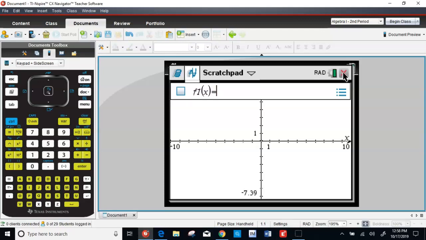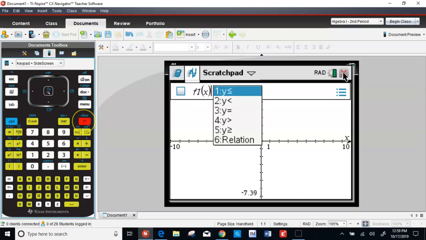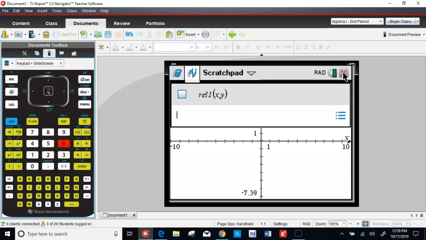Now we're going to graph our first inequality. Inequalities cannot have an equal sign, so delete that out first. You press delete, and then you go to 6 for relation. It says relation x, y. That means you can type in anything with an x and a y. So let's type in our first inequality, which is 3y plus 6x.